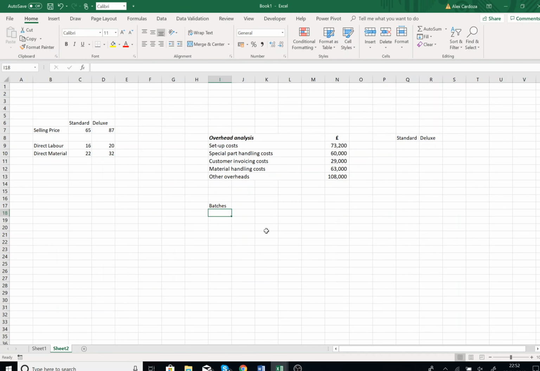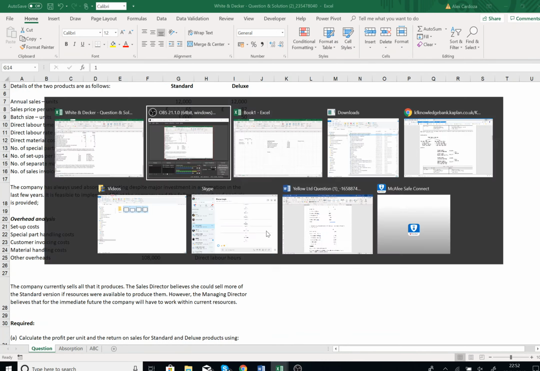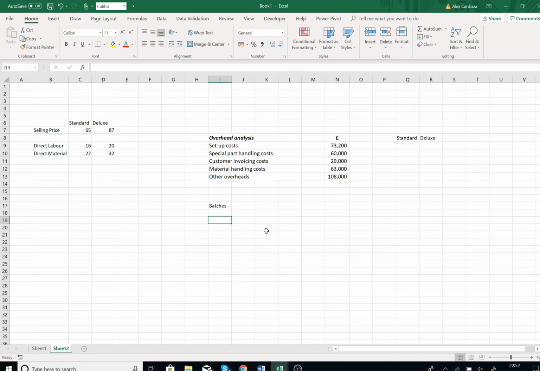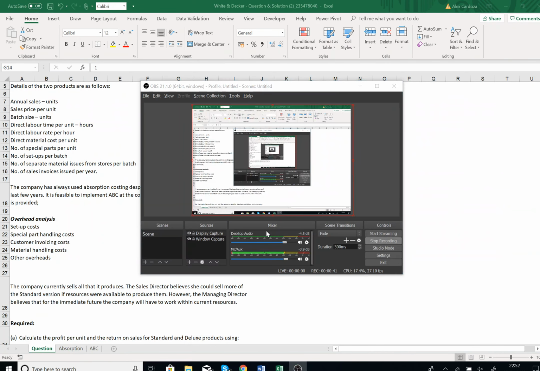So in regards to the batches, I'll just spell it out. What you have to do here is you've got units. The key thing with batches is the number of units that you're going to produce during a year. Units per year, which will be your sales, which is going to be 12,000 for standard, and for deluxe it will also be 12,000.